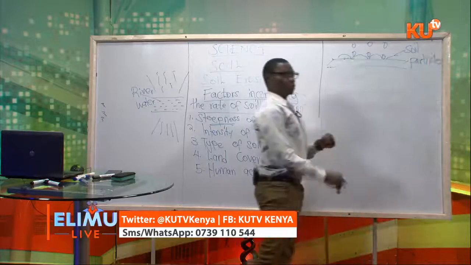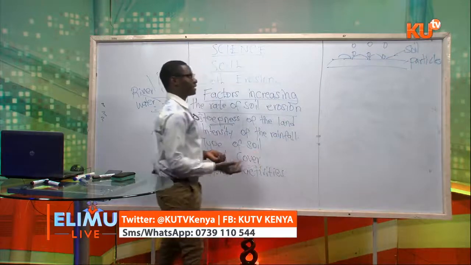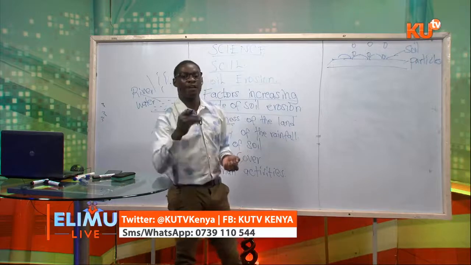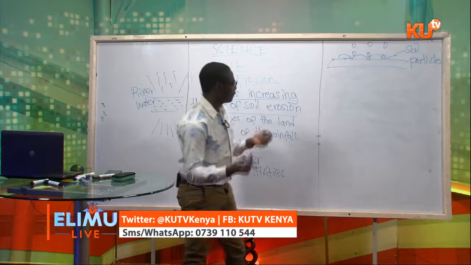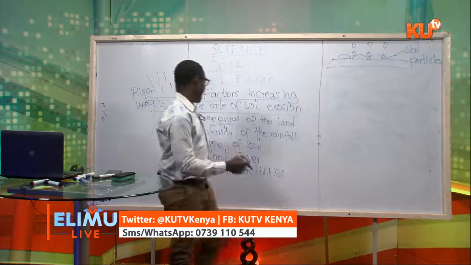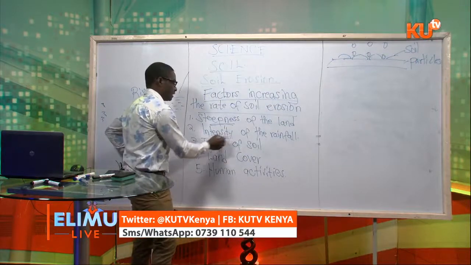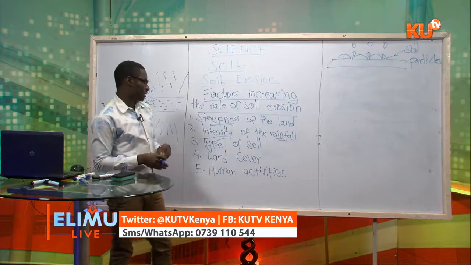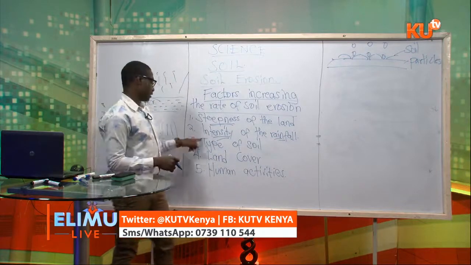Much of the soil particles will be displaced, which means it will be removed. In simple English, it will be removed from the ground. Once it is removed from the ground, it can be carried by the flowing water. So the more intense the rainfall, the higher the amount of soil erosion taking place. That is point number 2.